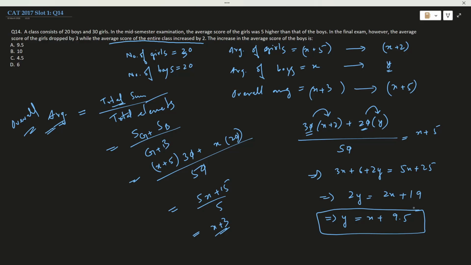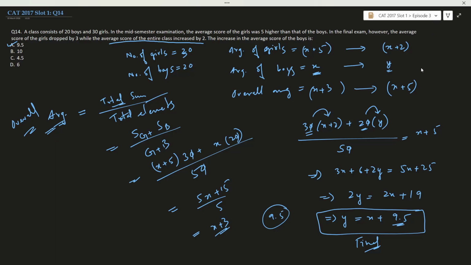So the average of the boys became x plus 9.5. Initially it was x. So what is the increment in the average of the boys? It is 9.5, right? This is the final average of the boys, this was the initial average x. So the increment is 9.5. So the correct answer is option A. Alright guys.